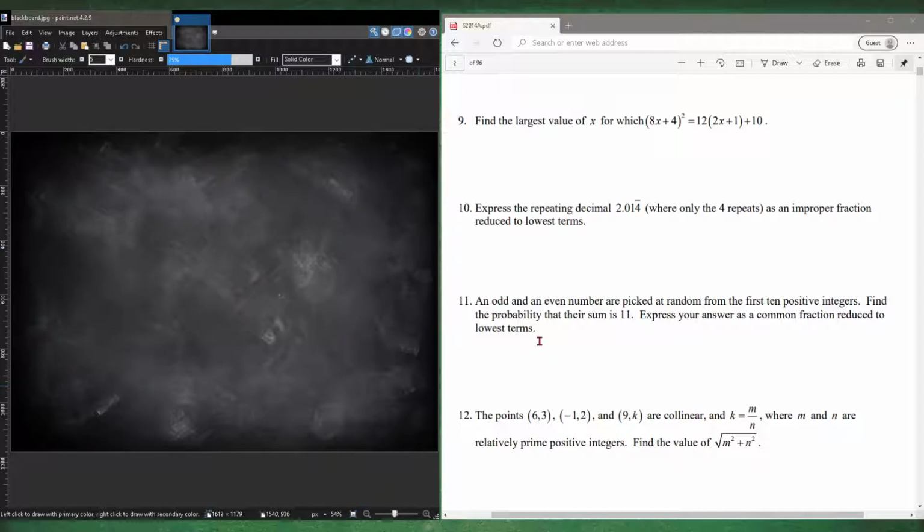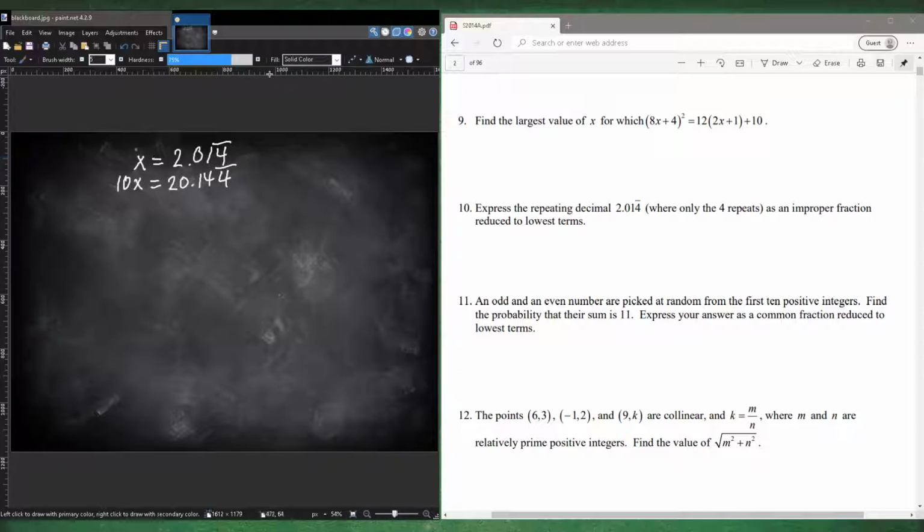Number 10. Express the repeating decimal 2.014 repeating, where the 4 is repeating, as an improper fraction. To do this, we could represent our repeating decimal as a variable x, and then scale up to 10x. So we move one decimal place over, so that's 20.14, and then the 4 is repeating, right? So it goes on forever.